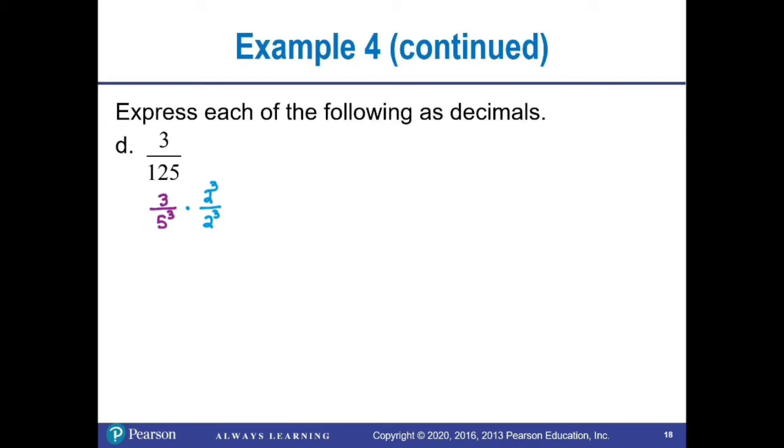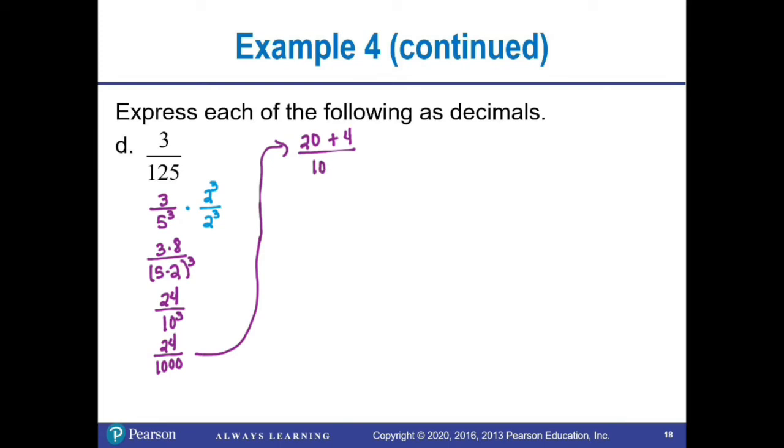And if I multiply the denominator by 2 to the third, I also have to multiply the numerator by 2 to the third. 2 to the third power is 8. And in the bottom, I can write those in parentheses with the power on the outside because the 5 and the 2 have the same power. 3 times 8 is 24, and 5 times 2 is 10, so we'd have 10 to the third power in the denominator, and 10 to the third power is 1,000.